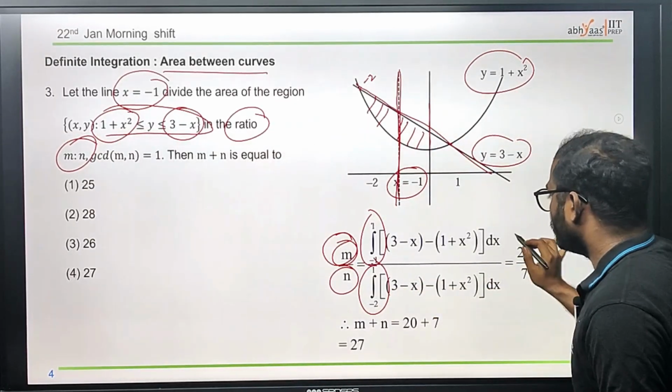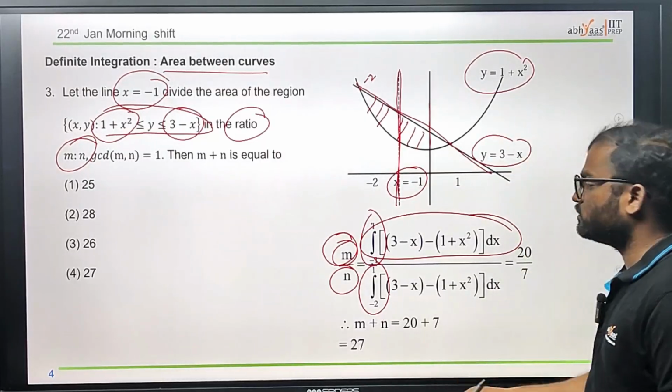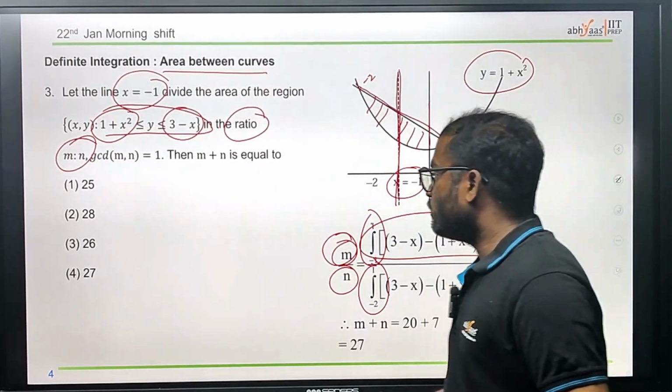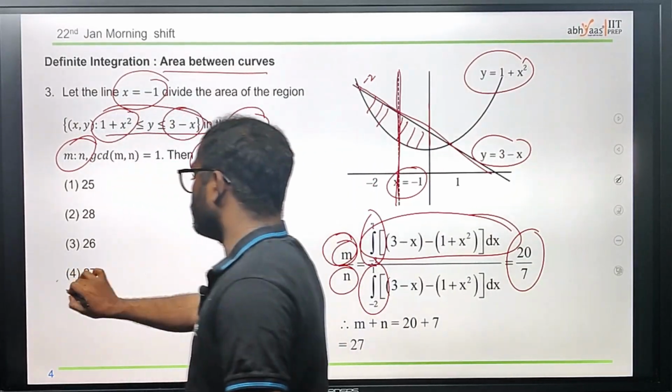Okay, after this we just have to calculate. It is a simple process we can do. After that we will get 20 by 7. Therefore m plus n will be 27, which is our answer.